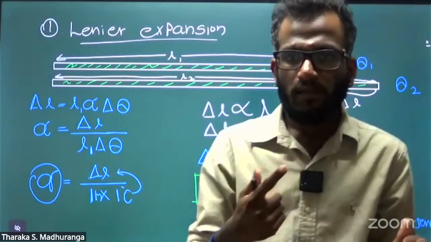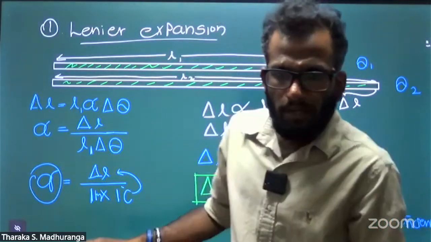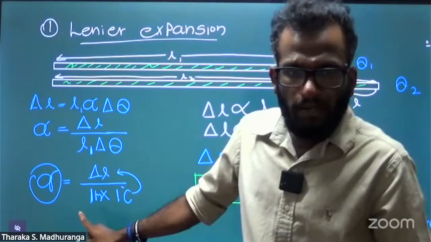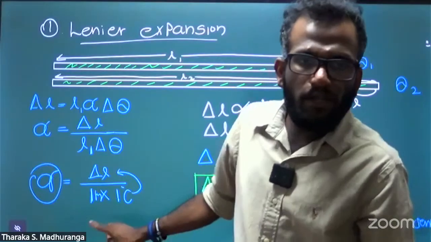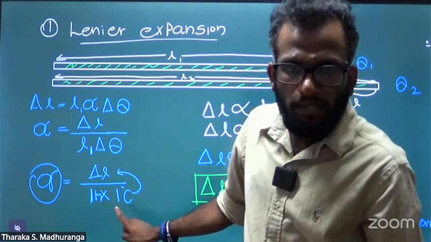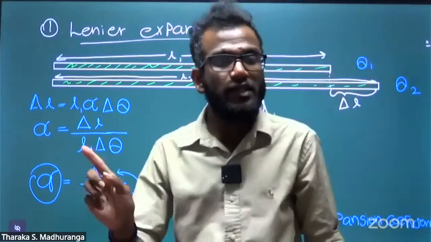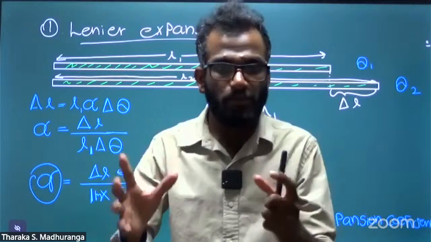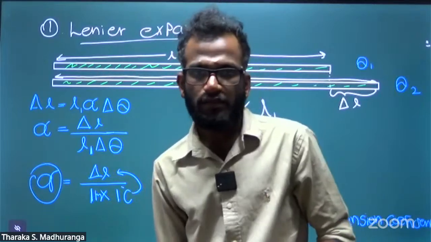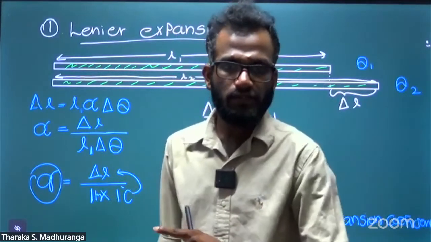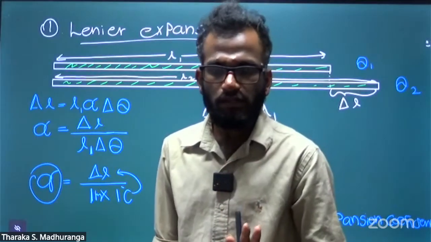Understood? When we increase the temperature of a unit length of a substance by 1 degree, the amount of length increase we call the linear expansion coefficient of that particular substance. For each substance, this value is different. Understood?